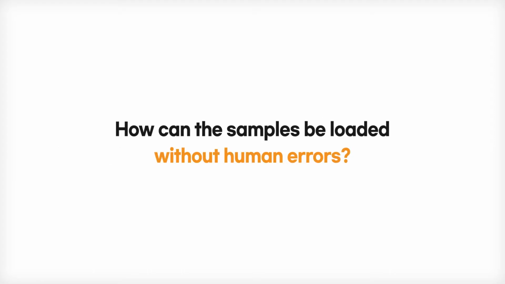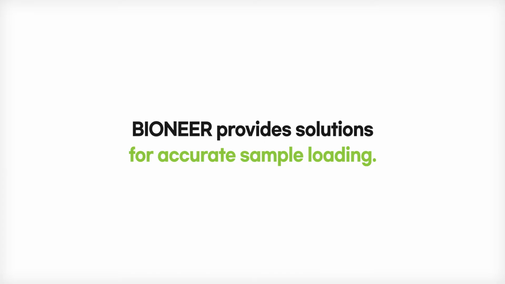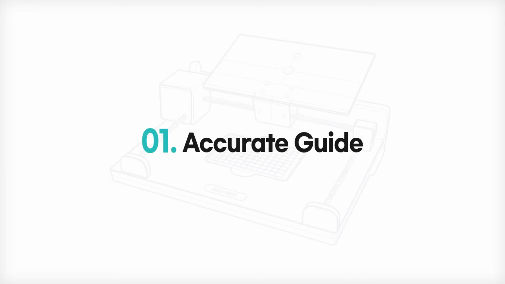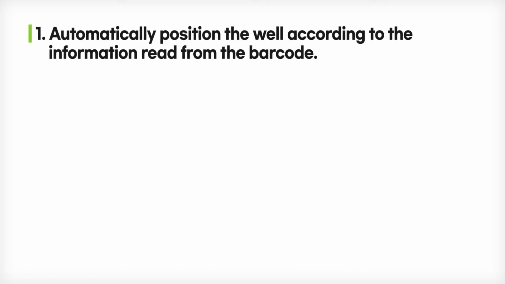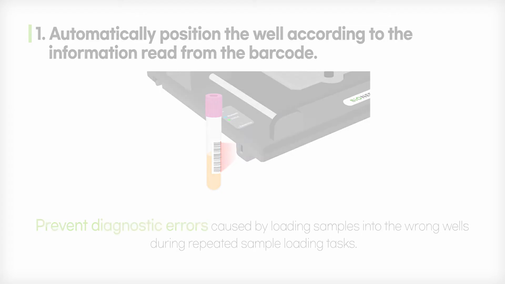How can the samples be loaded without human errors? BIONEER provides solutions for an accurate sample loading step. AccuLoader guides the users to load the samples in a correct well. During the mass loading step, by scanning the sample information with a barcode reader, the instrument can identify its well position and guides the users to the correct well.